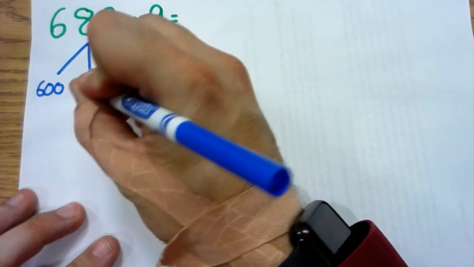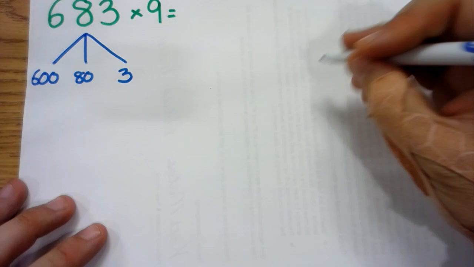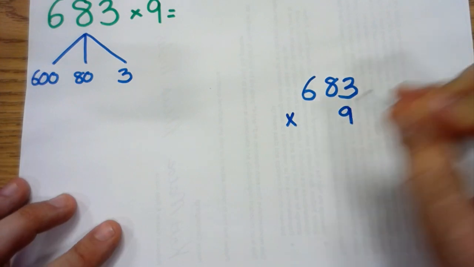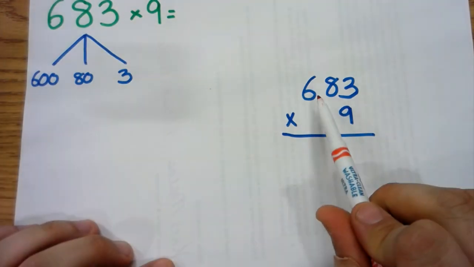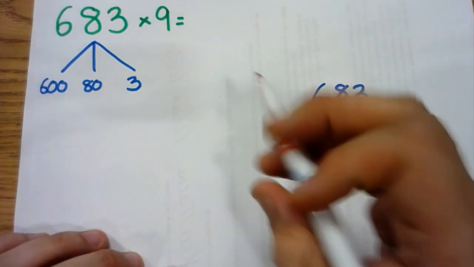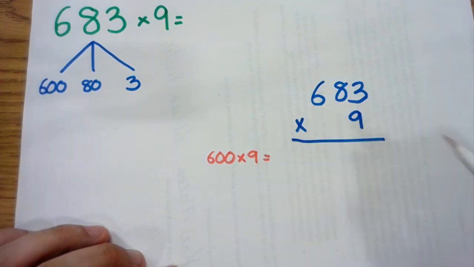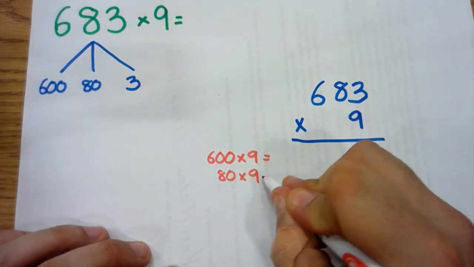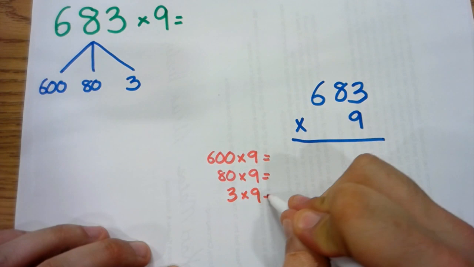That's 600, 80, and 3, and they're all going to be multiplied by 9. So I'm going to rewrite this problem. 683 times 9. So now what I have to do is figure out my partial equations. So my 6 here I know is worth 600. So that's going to be 600 times 9. So I'm going to write that over here. 600 times 9. My 8, that's worth 80. So I'm going to do 80 times 9. And my 3 is worth 3. So it's going to be 3 times 9.